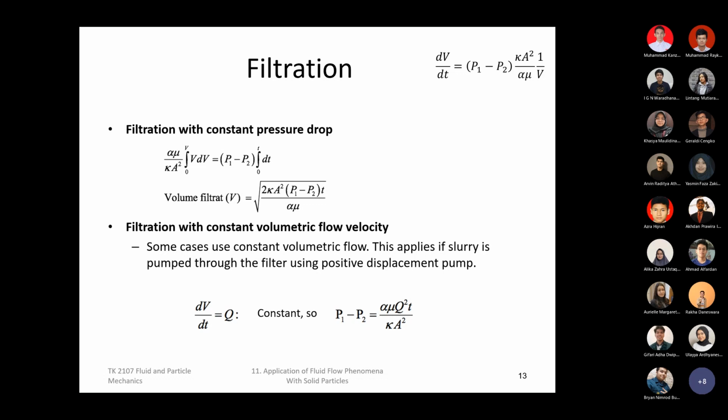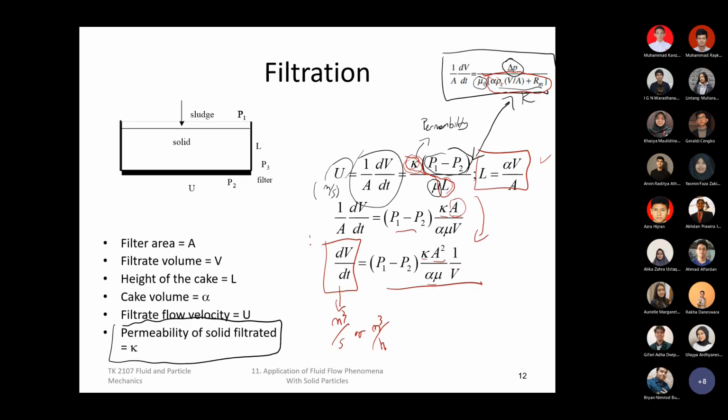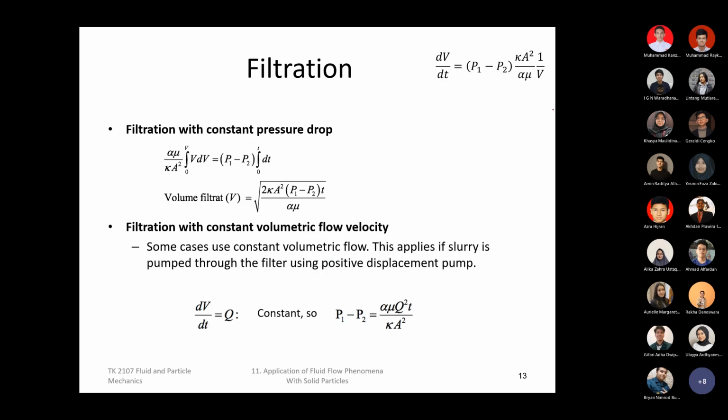Coming from the previous slide, we know that if we know the permeability of the membrane, we can simplify the equation into this correlation: dV per dt equals delta P kappa A squared, 1 per V alpha mu. I'll put it this way over here to help you simplify the derivation.